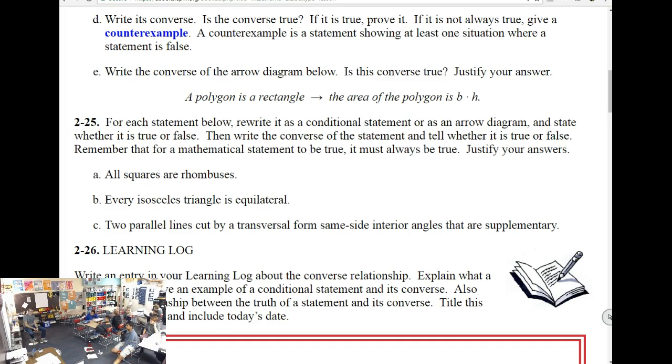Two parallel lines cut by a transversal form same side interior angles that are supplementary. Is that true? Yeah. So now let's see the connection to the lesson that we did yesterday. Flip it to the converse. If same side interior angles are supplementary, then the lines must be parallel. Is that true? Yeah. So those lines yesterday had to be parallel, even though they didn't look like it. Okay, so converse is a really quick lesson, and the concept behind it is really quick.